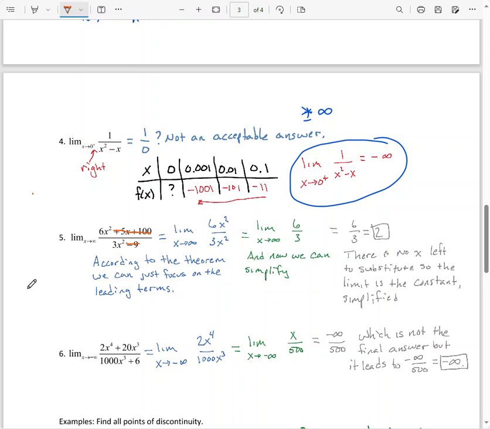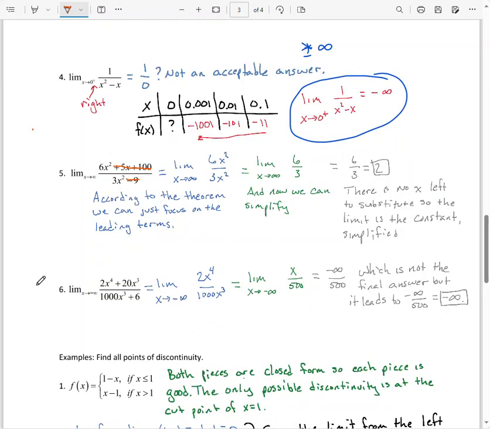12 over 2 is 6. Write it like it would be. 6 over 3 is 2. Write it like it would be. Notice this is negative infinity.